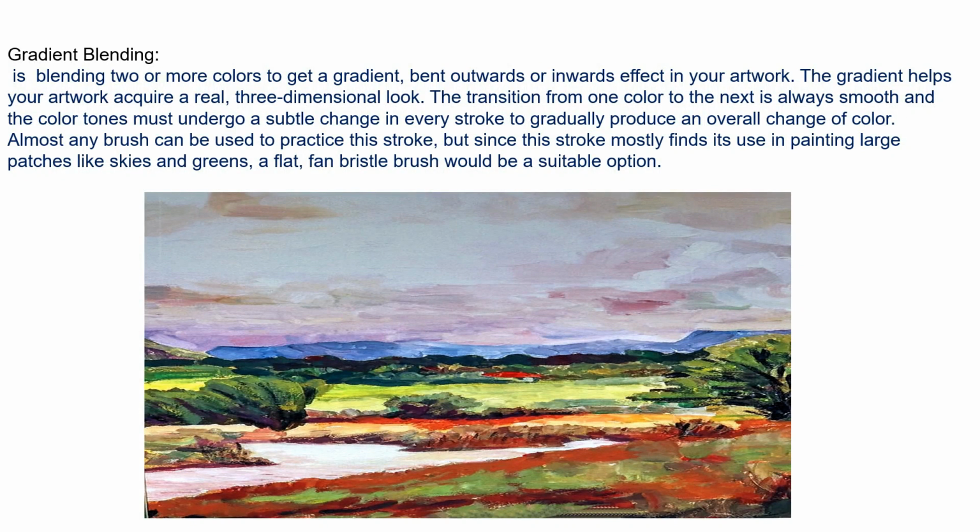Gradient blending. Now we will get into the details of what a gradient blending stroke is. Gradient blending is blending 2 or more colors to get a gradient. Now what is a gradient? A gradient in arts is a visual technique of gradually transitioning from one color shade to another, or one hue to another hue. As you can see in this painting, there are greens, and the transition where a lighter green goes into a darker green is the gradient.